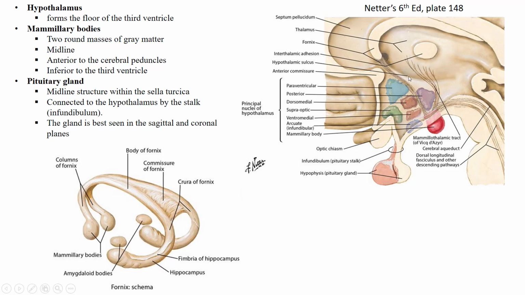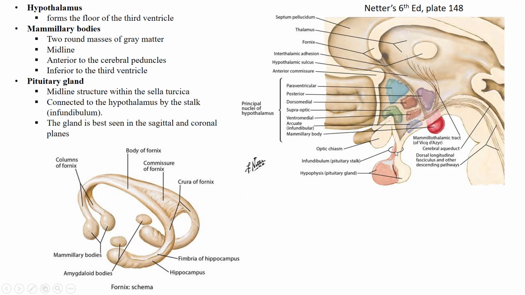So this area here, hypo meaning below, hypothalamus, below the thalamus, is like a relay station. It's likened to a relay station, and it has a whole bunch of nuclei in here to transfer the information between the nervous system and the endocrine system. So it's sort of a pathway in between those two, and it has a connection down to the pituitary gland through the infundibulum or pituitary stalk.